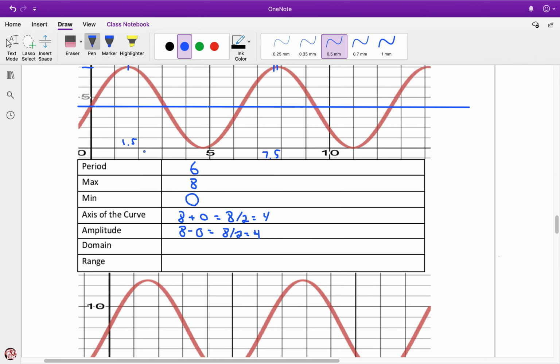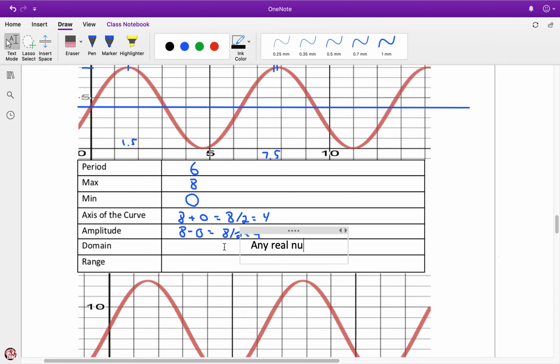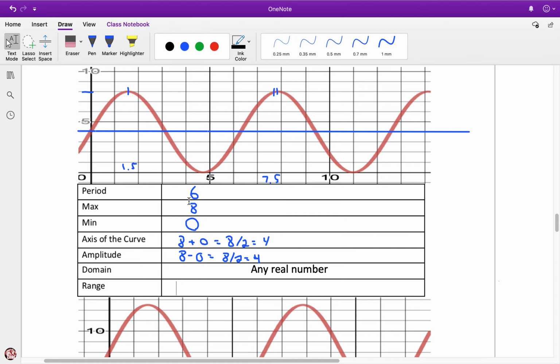Now domain, generally for a sine, it's always, and we'll just do words this time, it could be any real number. So it goes on and on and on. But my range, I'm going too fast, I know that, because it's 10:30 at night tonight, I'm making this. You can pause it anytime you wish.